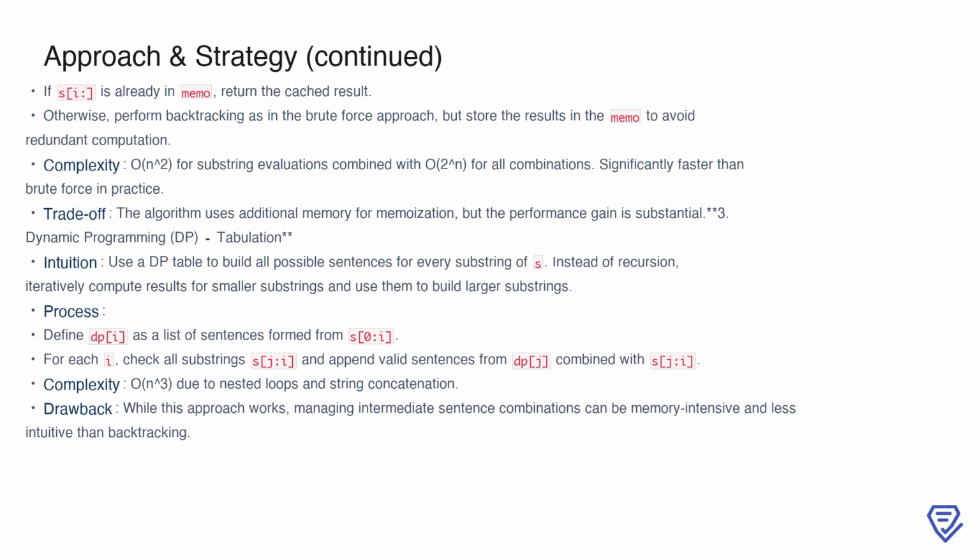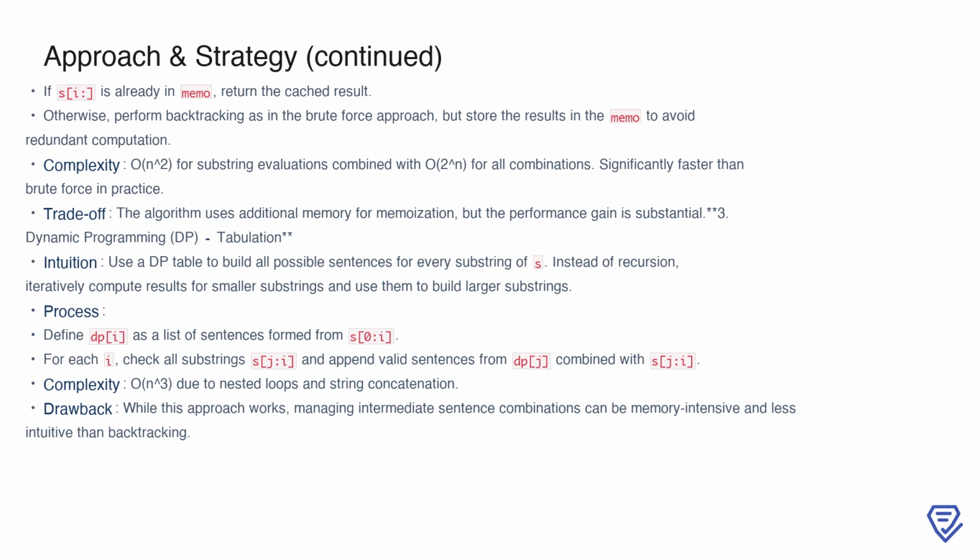The time complexity improves to O(n²) for substring evaluations combined with O(2^n) for generating all combinations, which is much faster in practice than the brute force approach. That said, there is a trade-off. While memoization reduces computation time, it requires additional memory to store intermediate results.